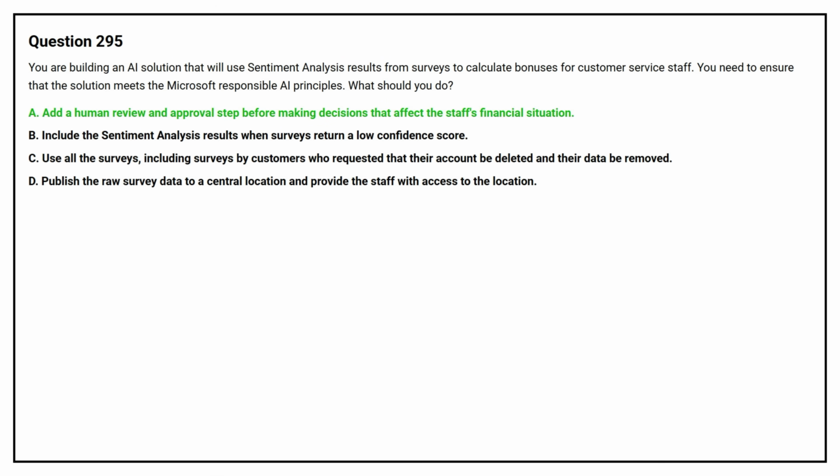The correct answer is option A. Add a human review and approval step before making decisions that affect the staff's financial situation.